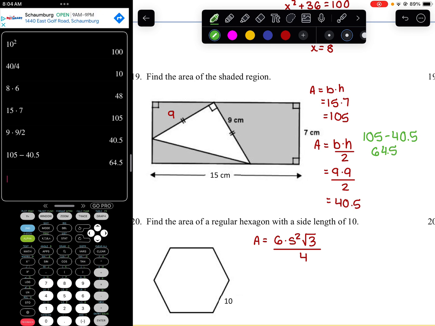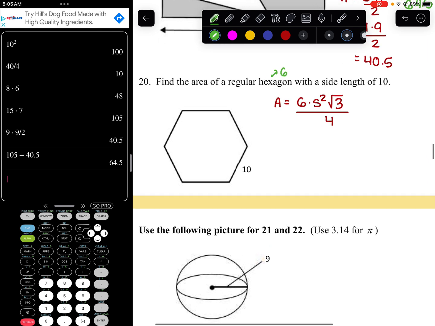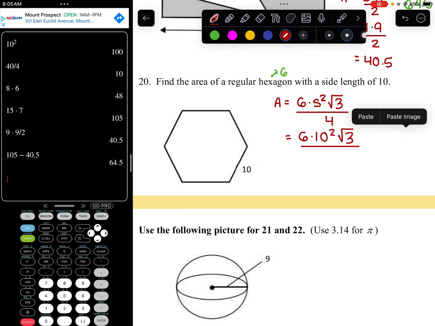Last question that I'm doing with you is a hexagon. Remember, your area formula for a hexagon that has 6 sides is 6 times s squared root 3 divided by 4, where s stands for your side length. So if you write down the area formula for a hexagon on your note sheet, you should be good to go, because you can replace s with a side length of 10.